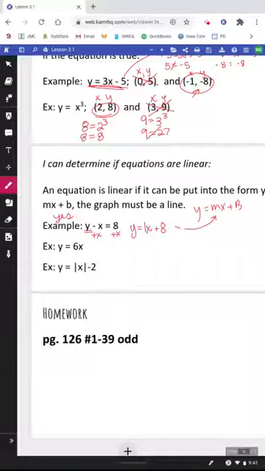Example 2, y is already by itself, and it shows 6x, and I could put plus 0 behind it, and then that would look like this form. So yes, it is linear. Example 3 says y equals absolute value of x. Well, we can't have an absolute value, so that is no. Absolute value graphs, if you remember, actually look like that.